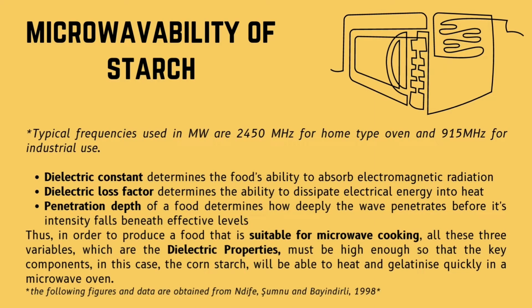So the microwavability of starch is determined by the dielectric properties, which are the dielectric constant, the dielectric loss factor, and the penetration depth. These affect the food's ability to absorb electromagnetic radiation, how easily it can dissipate this radiation into heat, and also how deeply the radiation can penetrate into the food before the intensity falls to ineffective levels. So in order to produce a food that is suitable for microwave cooking, all these three variables have to be high enough so that the starch can be heated to gelatinization temperature very quickly in a microwave oven.